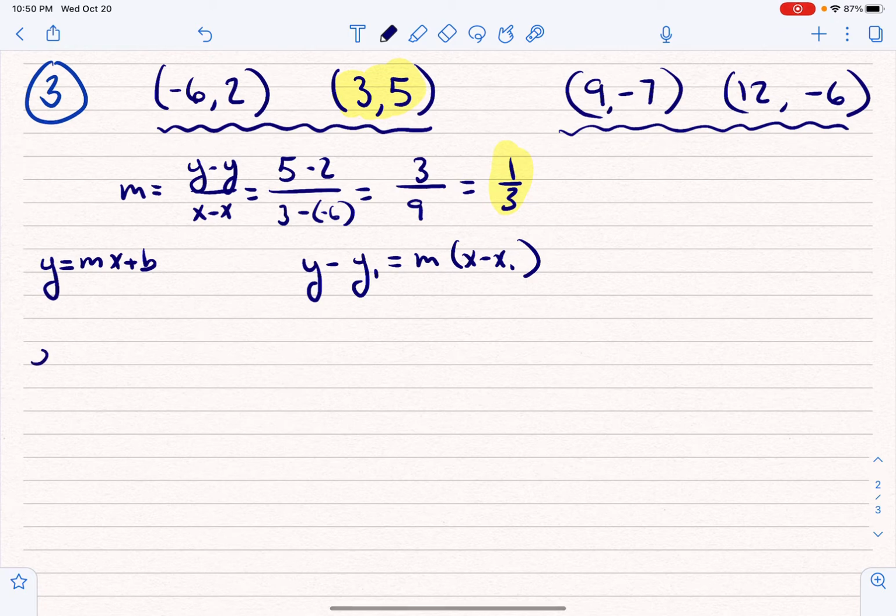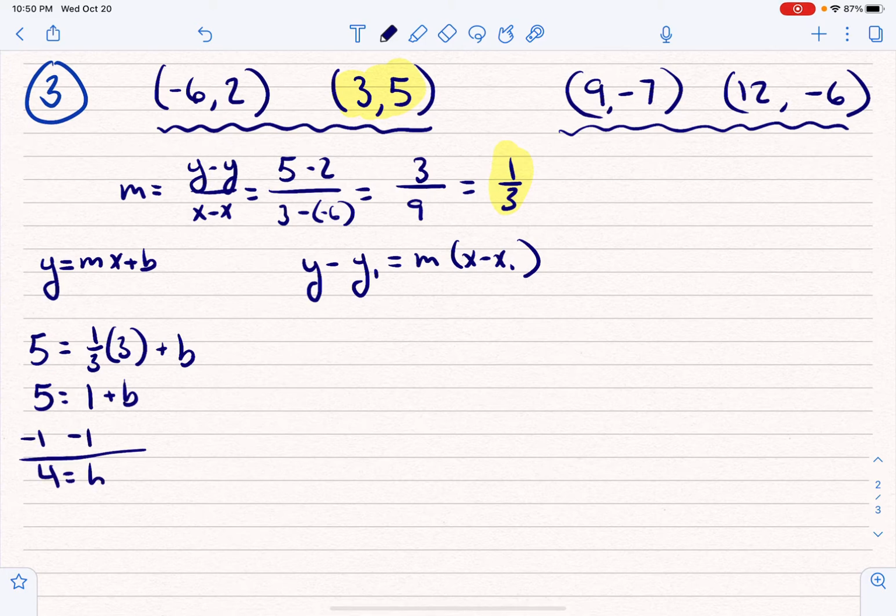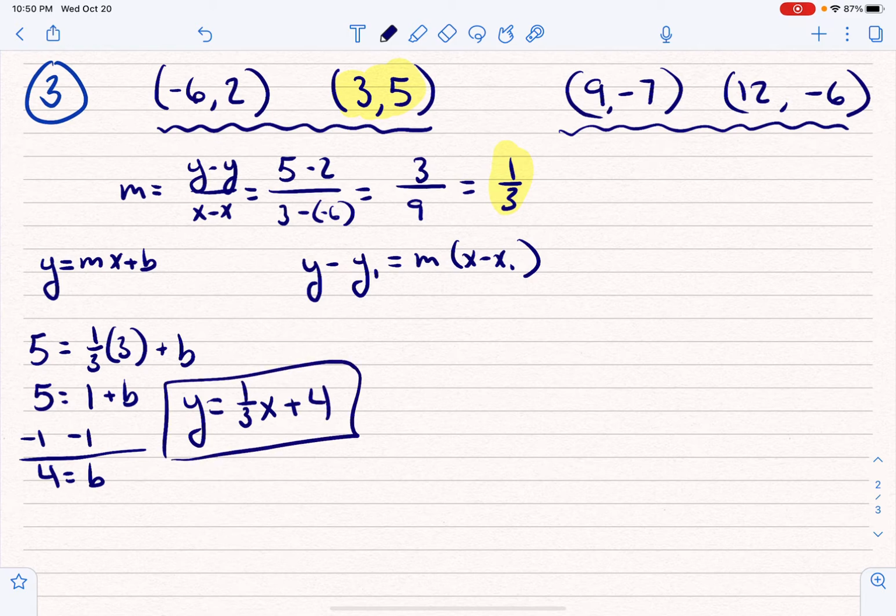So the y value is 5. So it'd be 5 equals 1/3 times 3, plus the b value. Let's see, b, we don't know. Okay, so that's going to be 5 equals 1/3 of 3 is 1 plus b. And we subtract the 1 from both sides, and we get 4 is equal to b. So therefore, our equation would be y equals 1/3 x plus 4. That's our equation, okay? Or we could have used this other form right here.